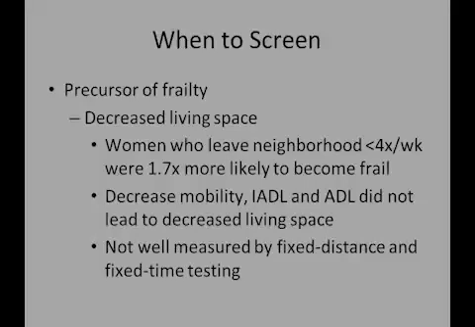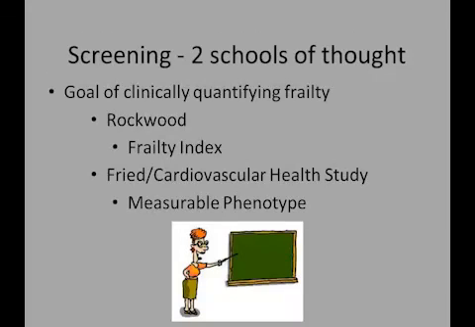So it's this idea of this living radius, and it's not easily captured in the clinic. Fixed distance and fixed time testing, like the timed get up and go test, aren't good measures of this. So there are 2 schools of thought for screening. The first is put forth by Rockwood, and this is the idea of a frailty index. The second was put forth by Linda Fried from the Cardiovascular Health Study, and this is an idea of a measurable phenotype.